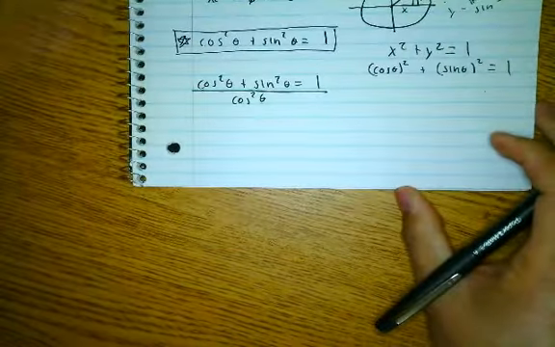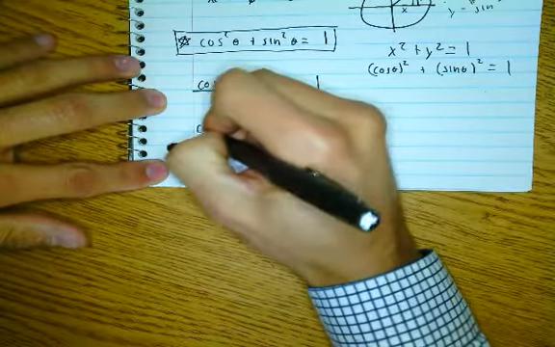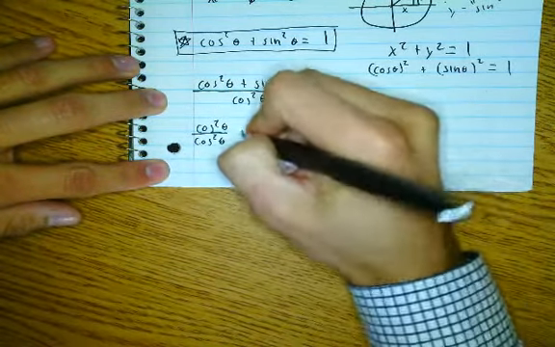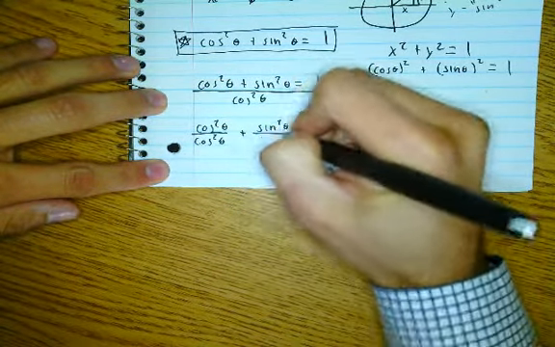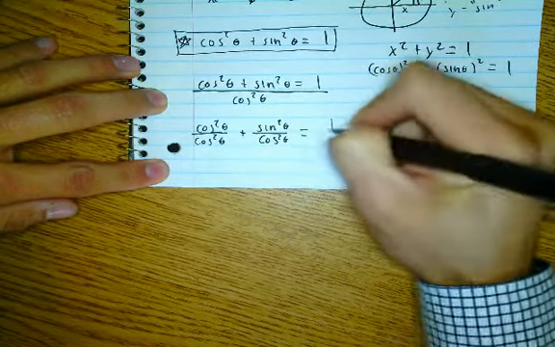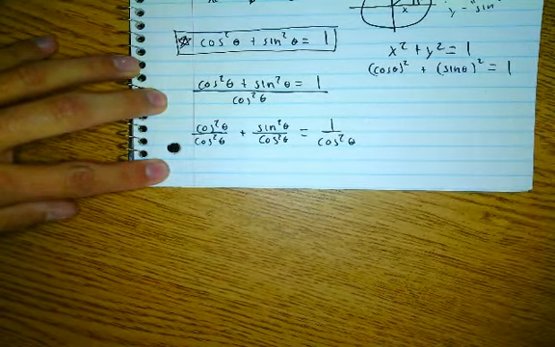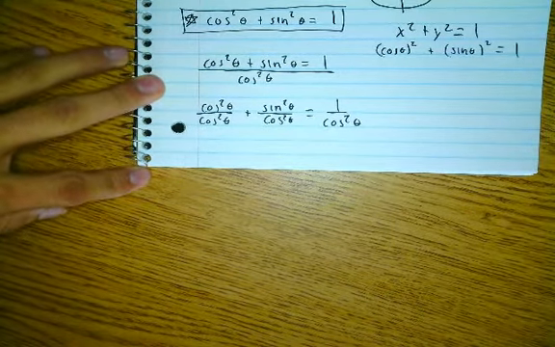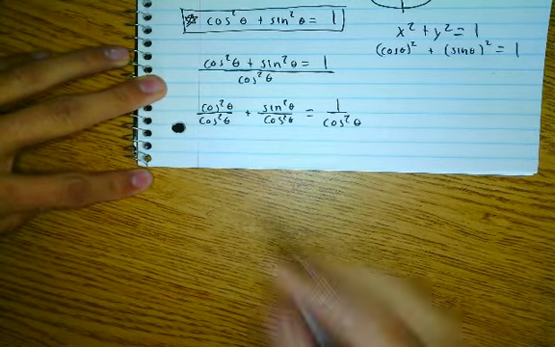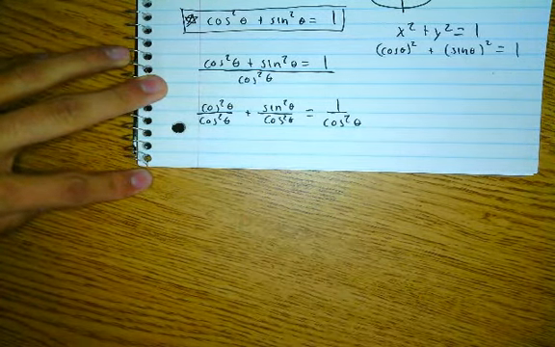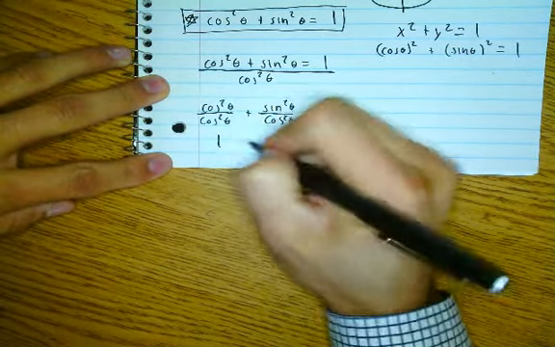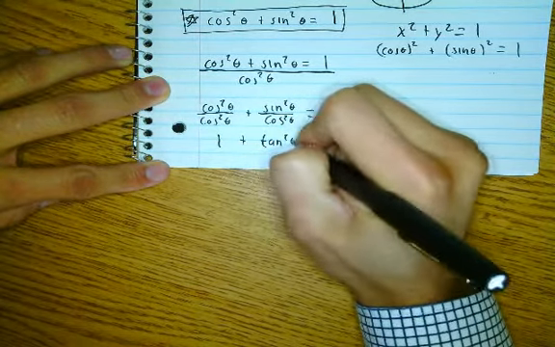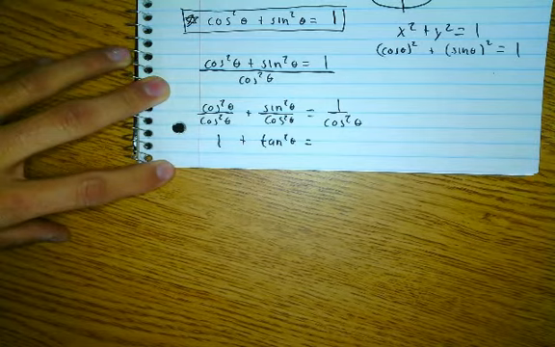Now, algebraically, I just want to make sure we're all there. That's the same thing as saying cosine squared theta over cosine squared theta plus sine squared theta over cosine squared theta equals 1 over cosine squared theta. Algebraically, right? Do you guys follow me? Is that algebraically correct? What's cosine squared theta divided by cosine squared theta? 1. What's sine over cosine? What's 1 over cosine?